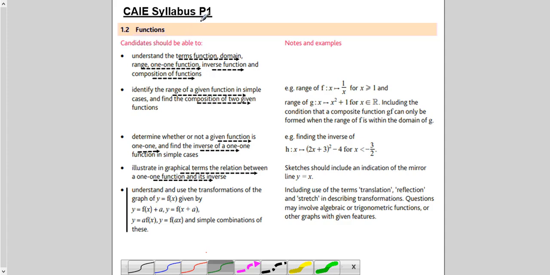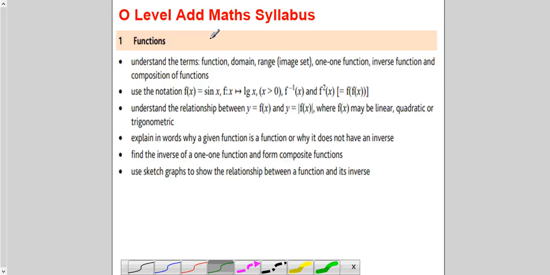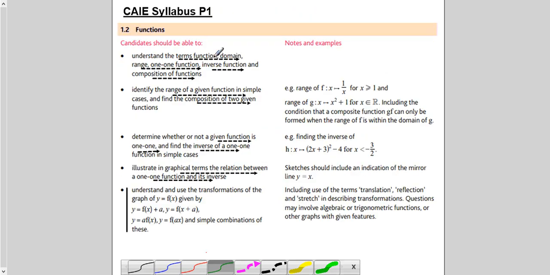Similarly, if you look at the syllabus of P1, there are two things which are not part of the AdMaths syllabus. Those are domain and range of the composite function, which are a little complex, and transformation of the function. So these two aspects are not part of the syllabus of O-level AdMaths.